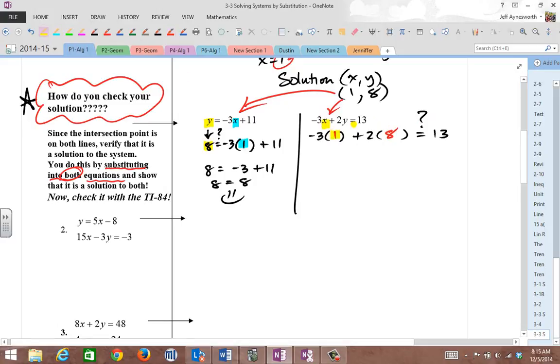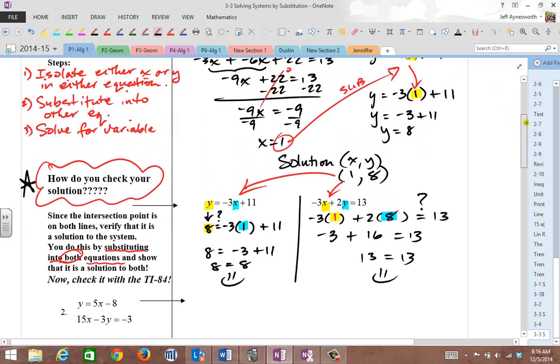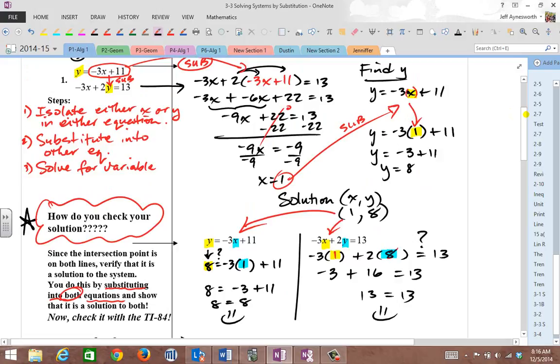Notice the substitution here and here and here. All right, 8 in for y. And then go ahead and simplify. Whatever side is not simplified, you've got to simplify it and see if it's equal to 13. So you have -3 plus 16. Is that 13? Of course it is. 16 minus 3 is 13, and that's equal to 13, so it checks out. So at this point, I know I did my arithmetic correct and I solved the system correctly. So what you do is you solve it and then check it, and you can also check it on the TI-84 as well, which we're going to do right now.